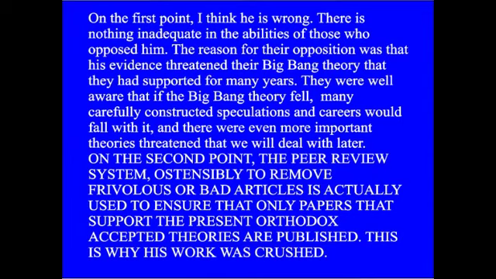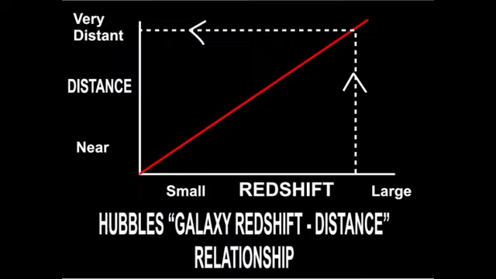On the second point, the peer review system, ostensibly to remove frivolous or bad articles, is actually used to ensure that only papers that support the present orthodox accepted theories are published. That is why his work was crushed. There are other proofs that falsify the theory.